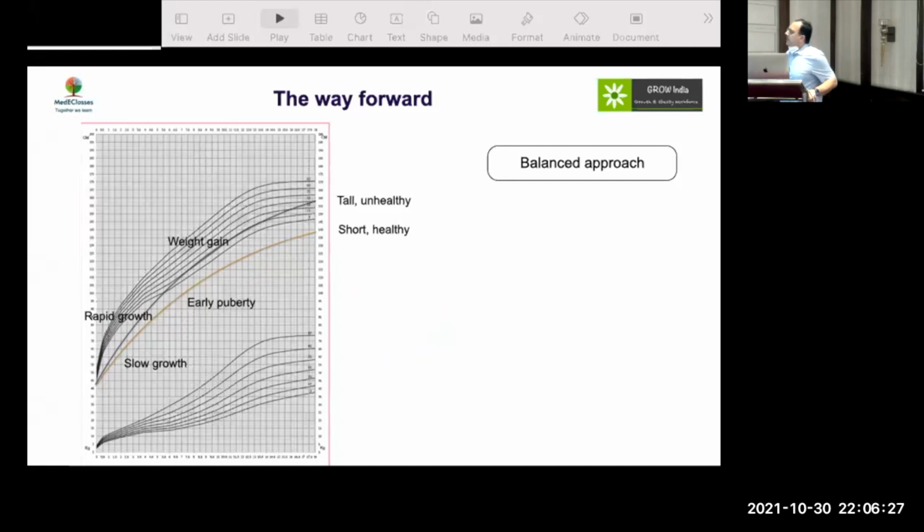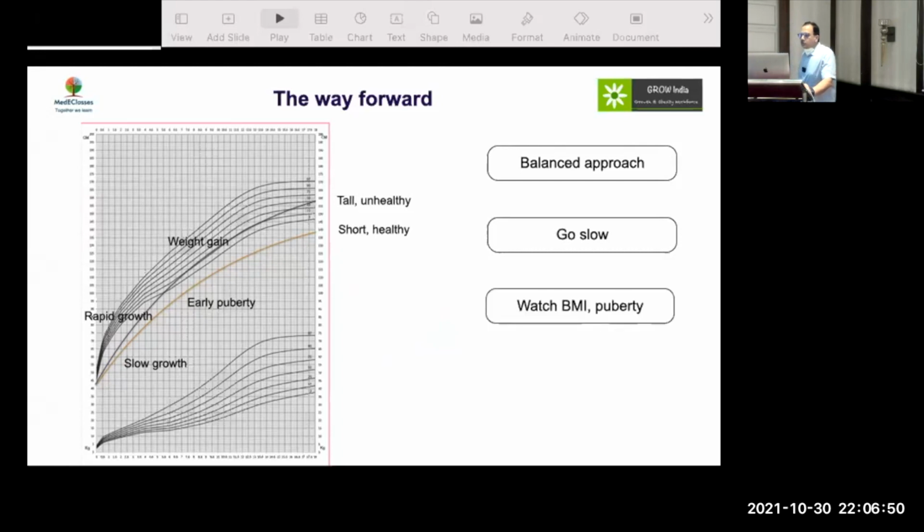So just to summarize, SGA is common. They will have a tendency of either growing too little and remaining short, or they will have a rapid growth and they will land up having metabolic complications. Do not be aggressive. Often parents say that feed more, feed more. This child is small, we will need to feed more. We should avoid that. Go slow in that regards.